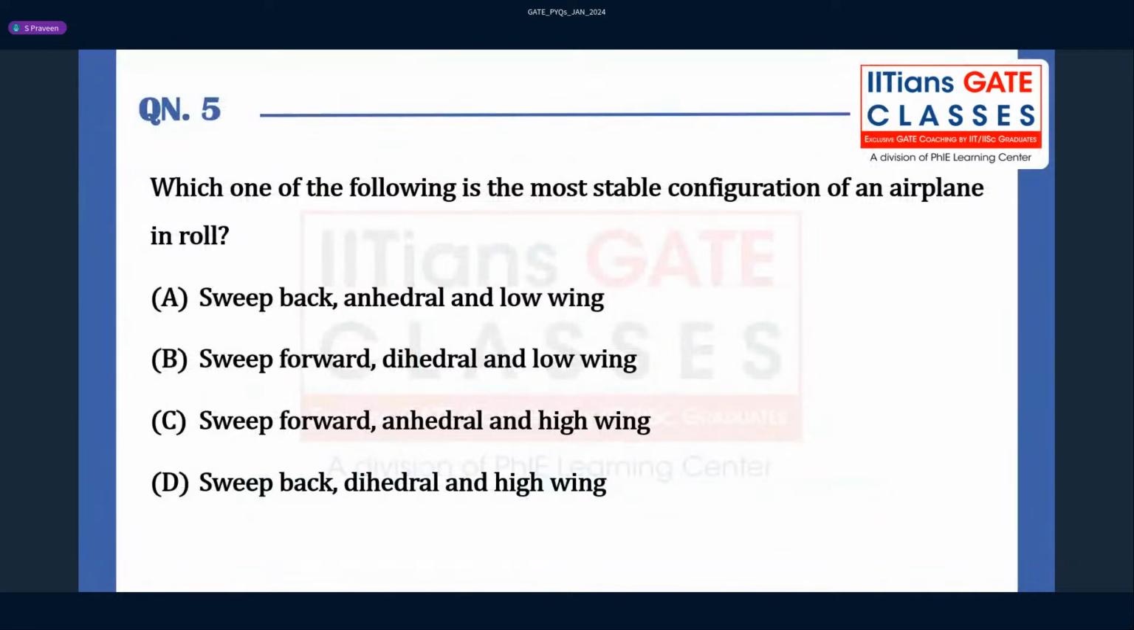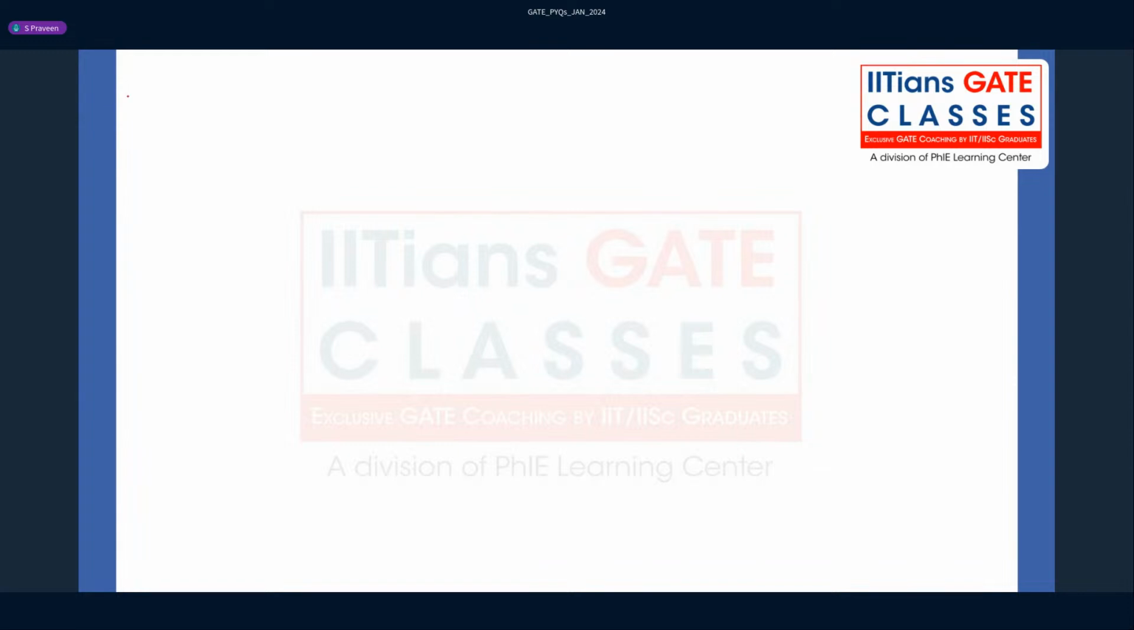Take this problem: which one of the following is the most stable configuration of an airplane in roll? We have 4 options: sweep back, anhedral and low wing; sweep forward, dihedral and low wing; sweep forward, anhedral and high wing; sweep back, dihedral and high wing. Just underline this phrase: most stable configuration of an airplane in roll. Let's look at the basic theory behind the stability.